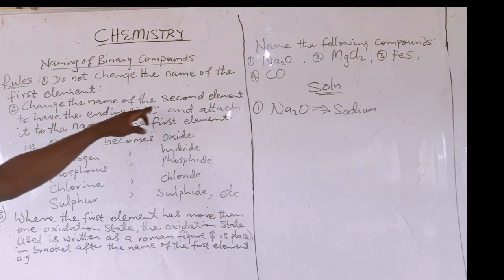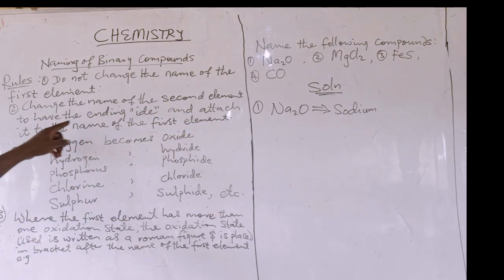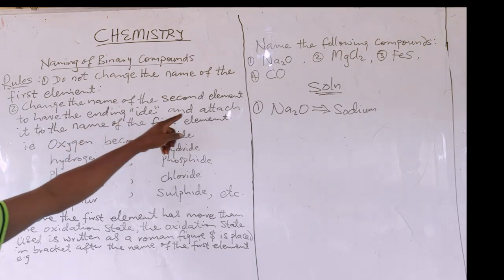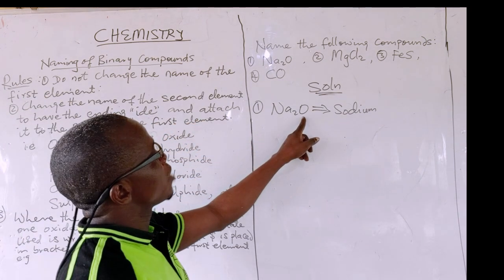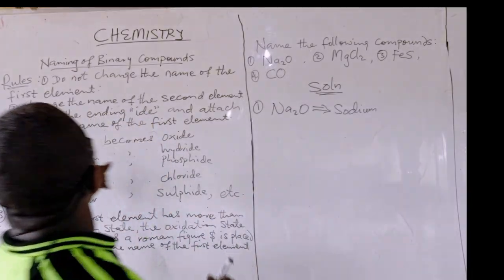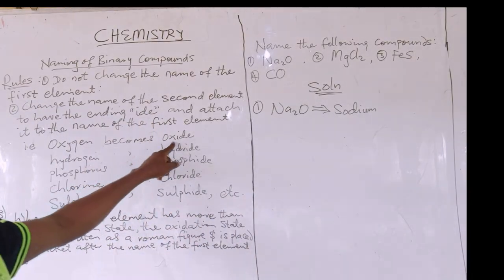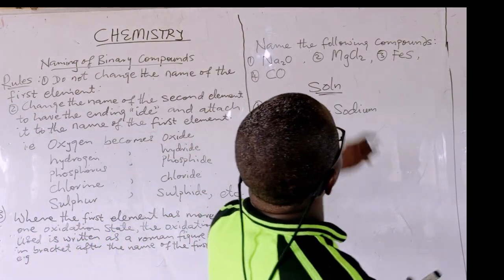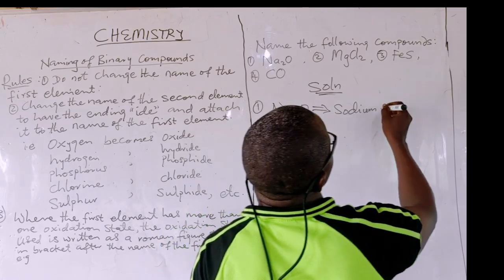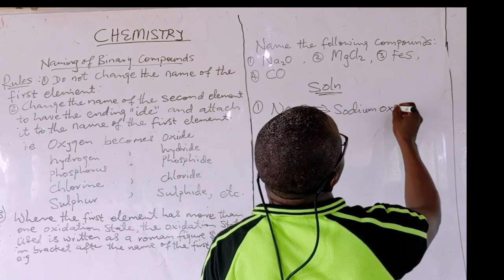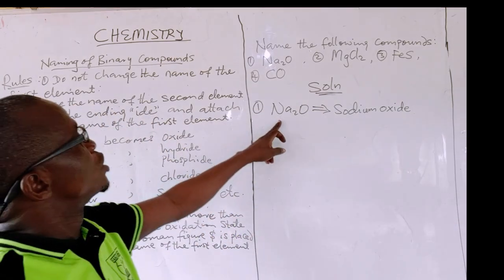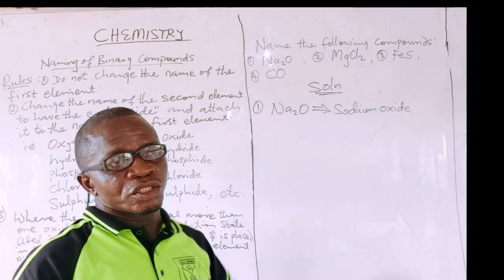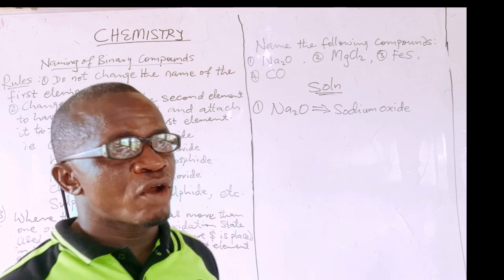Let's go to this one. Change the name of the second element to have the ending IDE and attach it to the name of the first element. So the second element is oxygen. I'll change it from oxygen to oxide and attach it to the first name. Oxide. So the name now becomes sodium oxide. Sodium oxide. We are done with that.